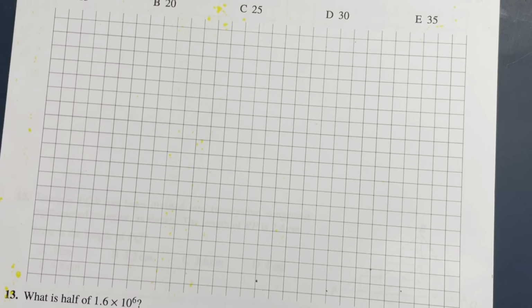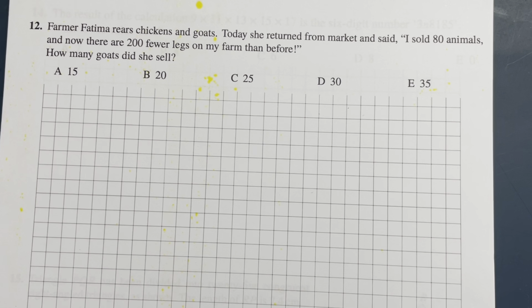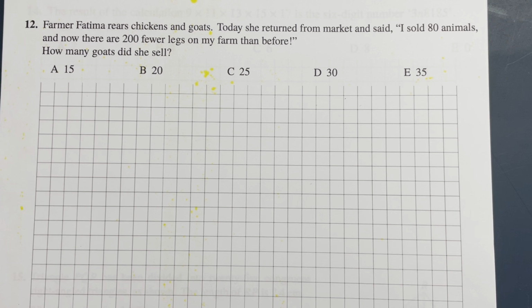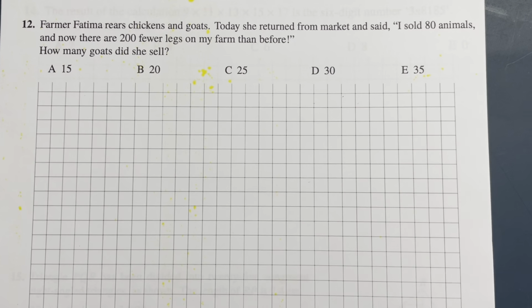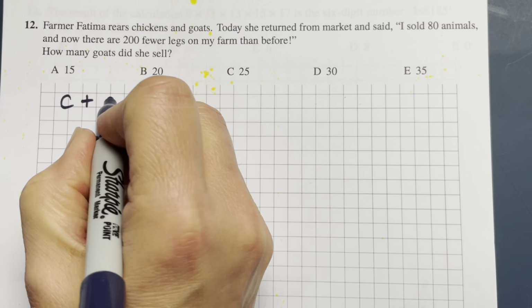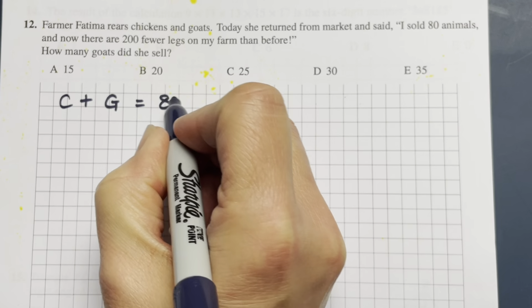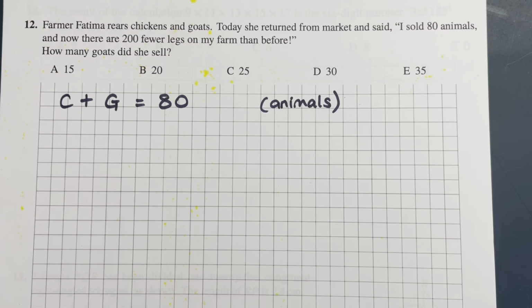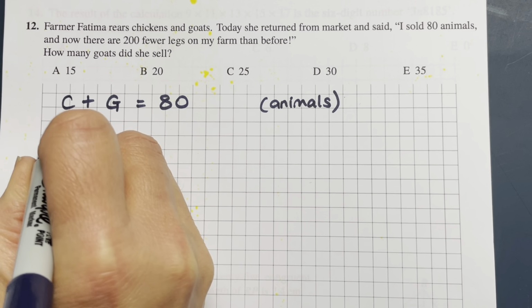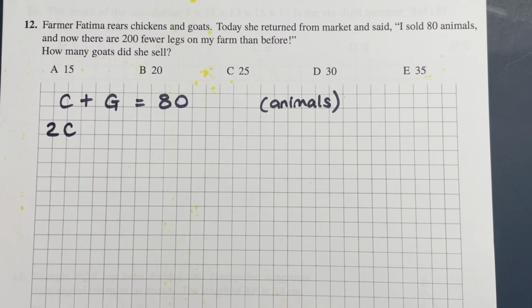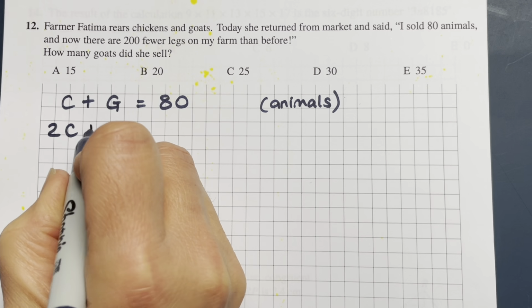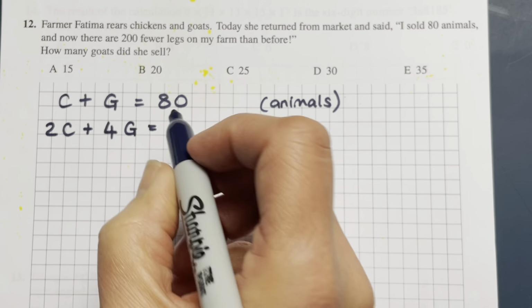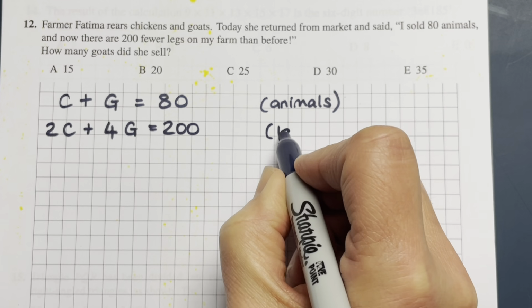Question 12. So we have chickens and goats. Let's have a look. 80 animals were sold, so the number of chickens and the number of goats sold was 80. If we look at the legs, a chicken has 2 legs, so for every chicken we sold, we lost 2 legs. For every goat we sold, we lost 4 legs. And there are 200 fewer legs.